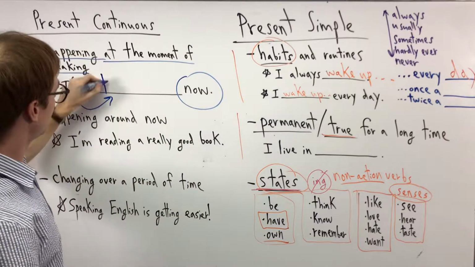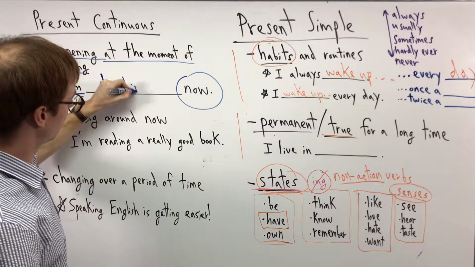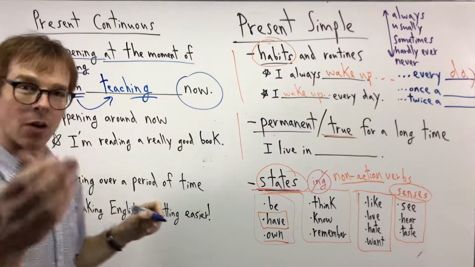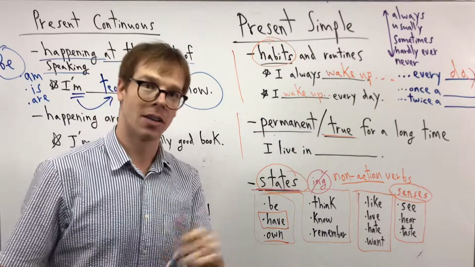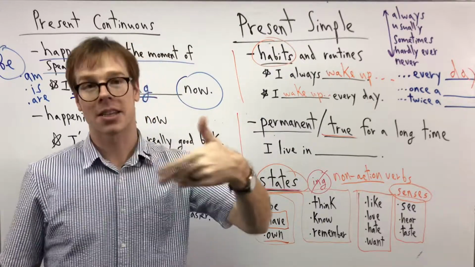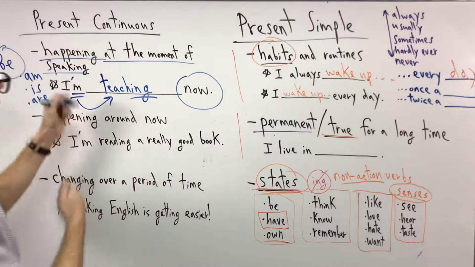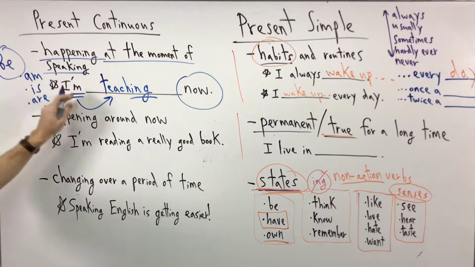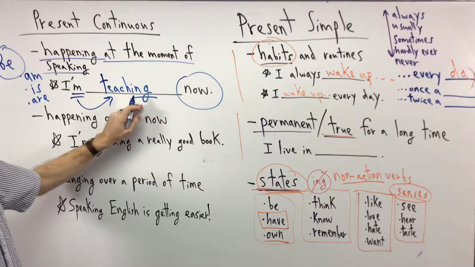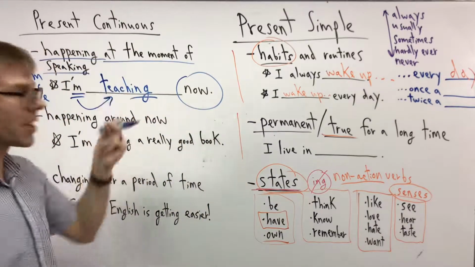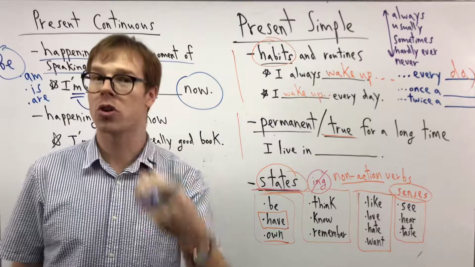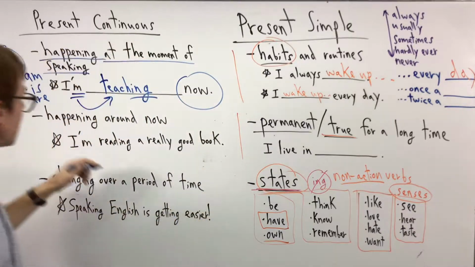I'm teaching English now. Right now, you're watching a YouTube video, right? You are listening to me now. So that's our be-ing for the continuous. This is the easiest way to understand it, right? Something happening at the moment, while you're watching, while I'm talking.